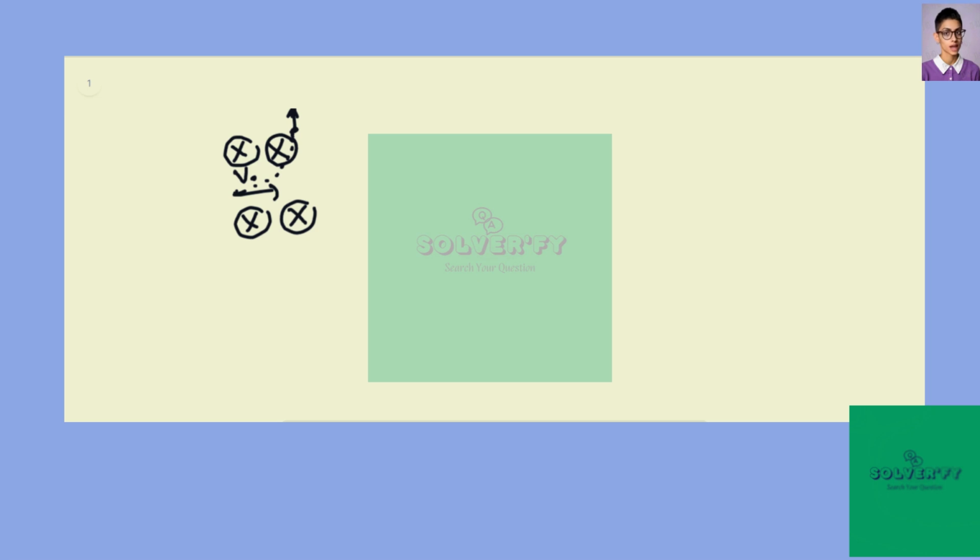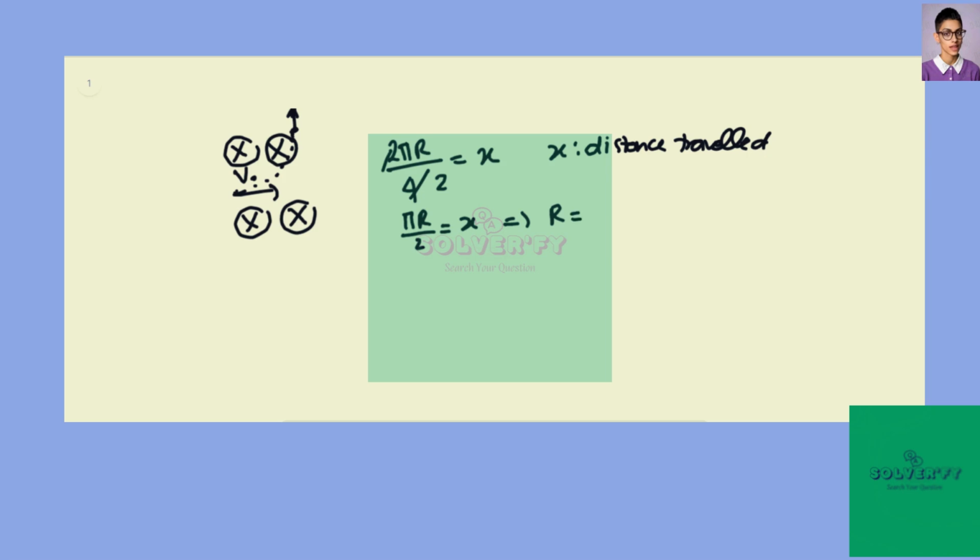So from here we can conclude that any proton within this beam has traveled a quarter of the circumference, right? This is the quarter. So 2 pi r, being the circumference, over 4. Let's call this the distance traveled, x, which is given to us in the problem. So isolating, pi r over 2 equals x. From here, we can write the radius as 2x over pi.